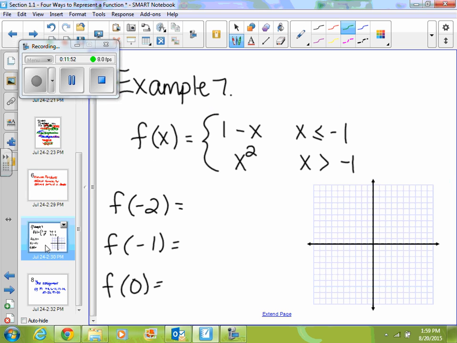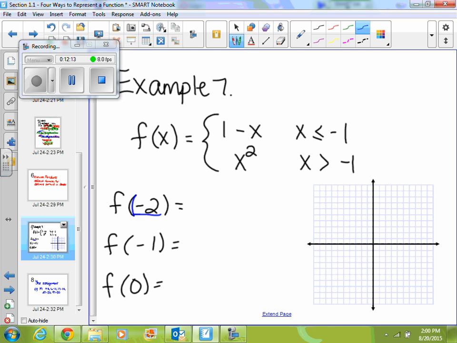Alright. So if I look at example 7, I'm given the function 1 minus x when x is less than or equal to negative 1, or x squared when x is greater than negative 1. And it wants me to find various function values.